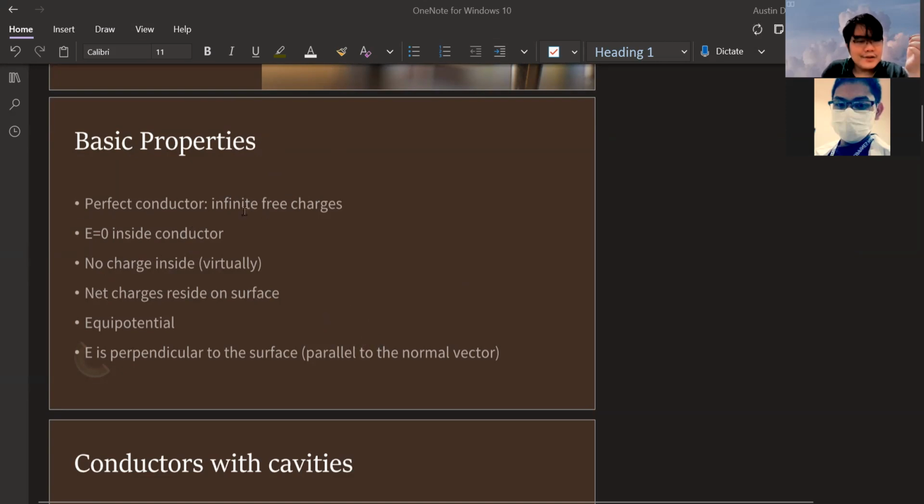So, paano pag wala kang free charges? Ang tawag na dun, insulator. Okay? Wala kang free charges, magiging insulator siya. Zero free charges, insulator.